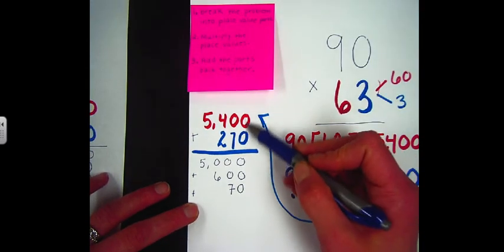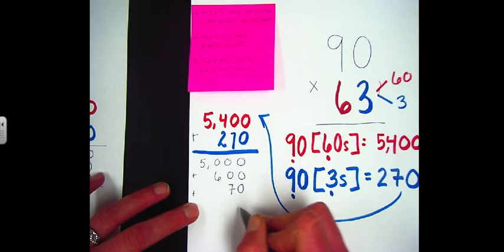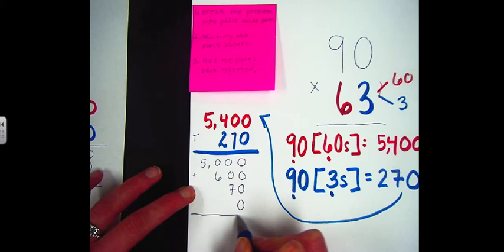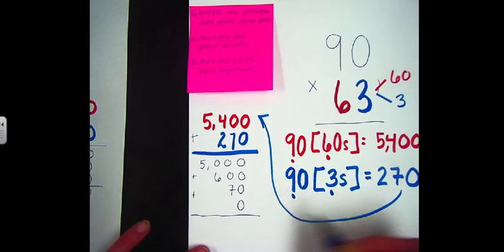And then finally our ones place. We don't have any value in the ones place, so that 0 is just going to come down. And then we add everything together, and we're going to go right to left here.